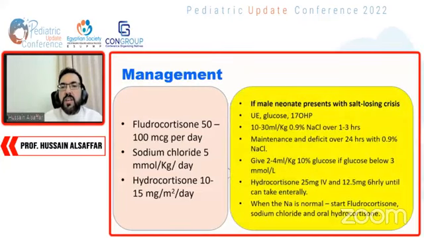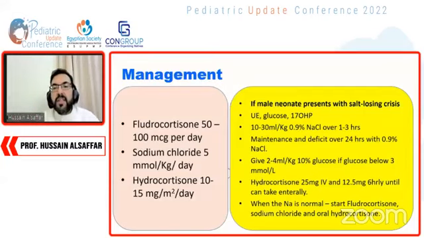Now, if a male neonate presents with a salt-losing crisis, in addition to the biochemical investigations, the patient in crisis will need urgent and swift replacement of fluids, giving 10 to 30 ml per kg of normal saline over 1 to 3 hours, depending on how many boluses you're going to give. Maintenance and deficit are to be covered over 24 hours with normal saline as well.